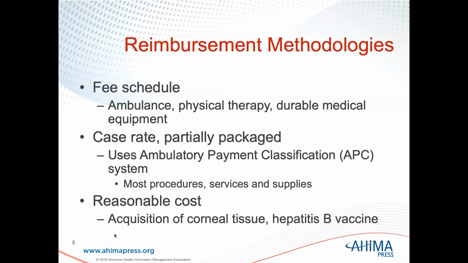They have reimbursement methodologies: fee schedule for ambulance, physical therapy, durable medical equipment; case rate, partially packaged when they're using APCs, and that's most procedures, services, and supplies. And then they look at reasonable cost for things like acquisition of corneal tissue, Hep B vaccine, those types of things.